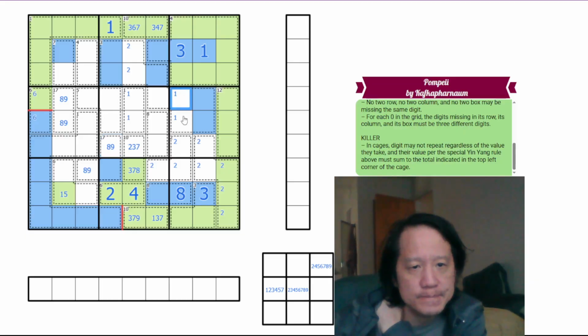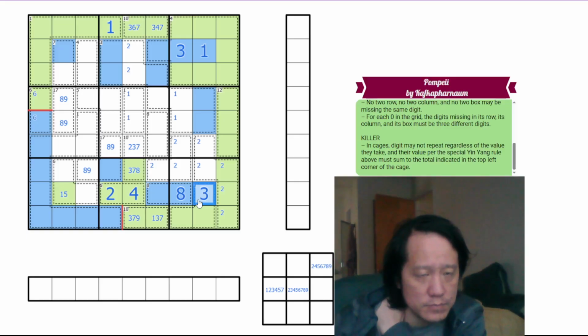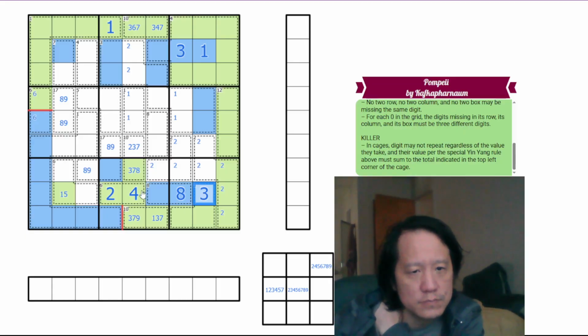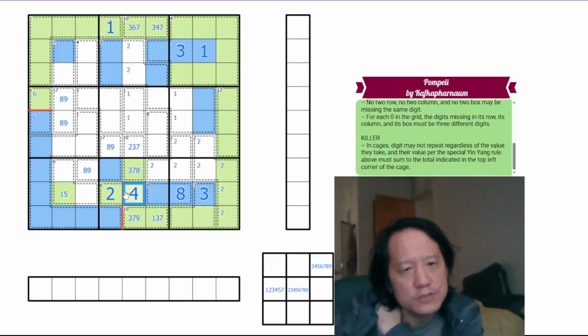So far, it's looking okay. So this is... don't know.